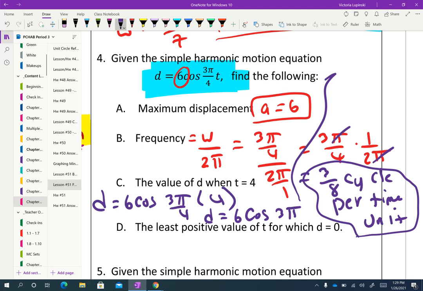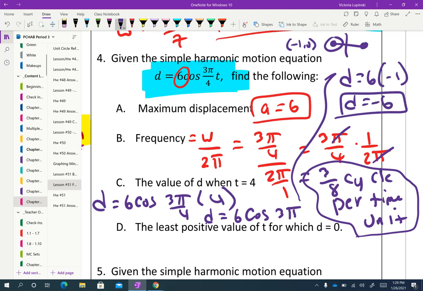The cosine of 3 pi, you would have to realize that starting at 0 pi, this is 1 pi, then this is 2 pi, and then 3 pi would leave you back here. That's the point -1 comma 0. The cosine is the x value, so that would be 6 times -1, which means that the displacement would be -6. Just highlight a couple of these things for you.